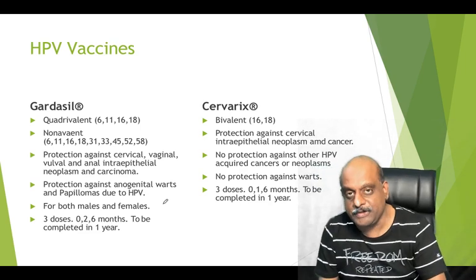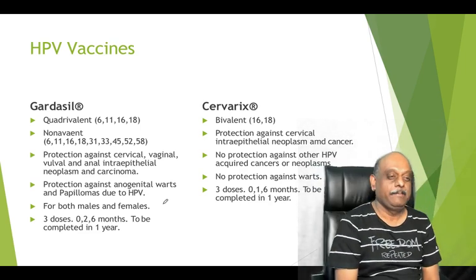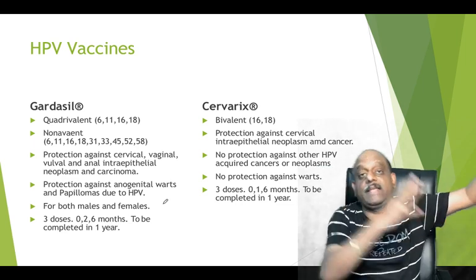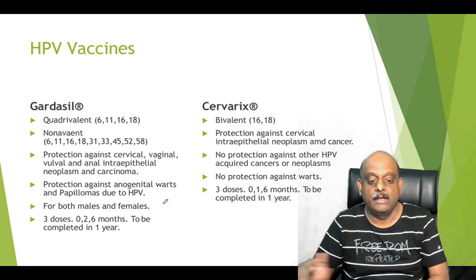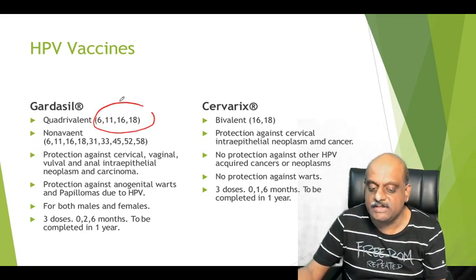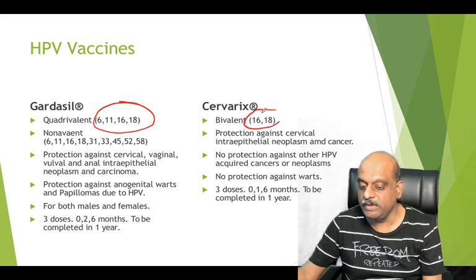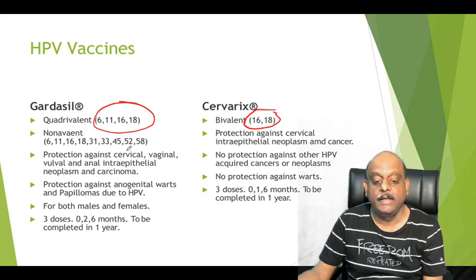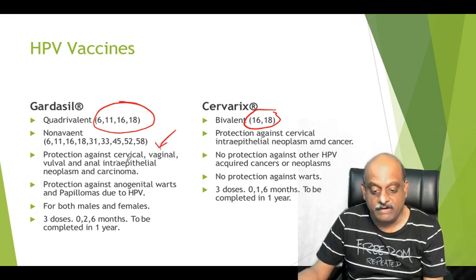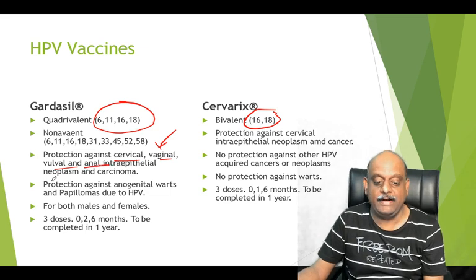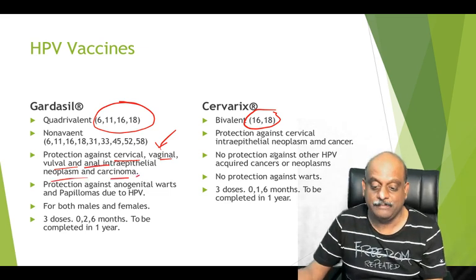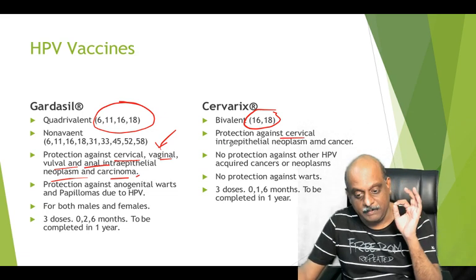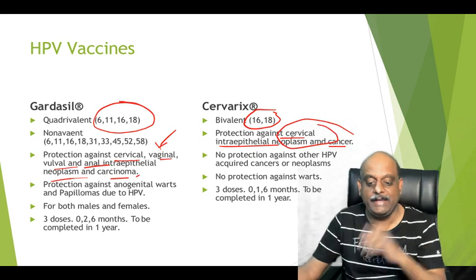Now a question comes in gynecology, not in pediatrics: differences between Gardasil and Cervarix. Gardasil is quadrivalent, 6, 11, 16, 18. Cervarix only 16, 18. Gardasil protects against cervical, vaginal, vulval, anal intraepithelial neoplasm and carcinoma. Cervarix, cervical intraepithelial neoplasm and cancer only.